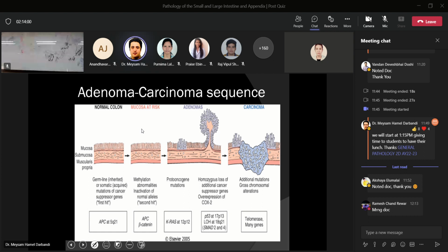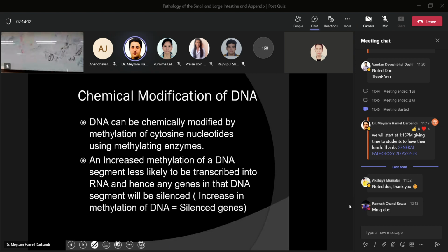So when P53 also goes to be inactivated, you are going to see additional mutation and gross chromosomal alteration. I write it here for those students who don't have an idea: chemical modification of DNA. DNA can be chemically modified by methylation of the cytosine nucleotide using methylating enzyme. Increased methylation of a DNA segment, less likely to be transcribed into RNA, and hence any genes in that DNA segment will be silenced. So increased methylation of DNA results in a silenced gene.